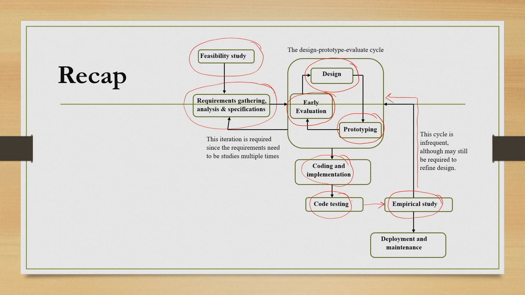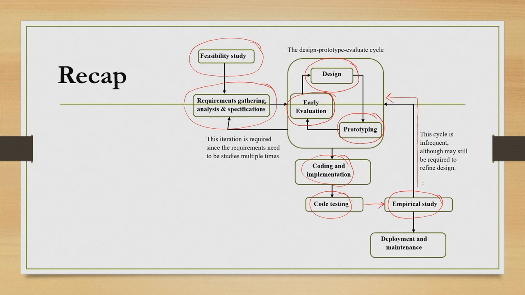There, we may or may not follow this design prototype evaluate cycle again, depending on the availability of time and resources. However, we may refine our system design, refine the code, test the newly added code part, and then we may conduct another empirical study to check whether the system is usable. Now, here also there is one cycle, as you can see, from empirical study it goes back to the design stage. So, at multiple places we have these cycles. Another cycle exists between the design stage and requirement specification stage. So, in the design stage, if we find too many problems, then we may need to revise our requirements and then go back to the design.